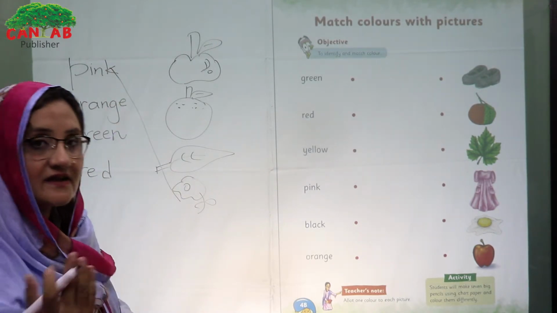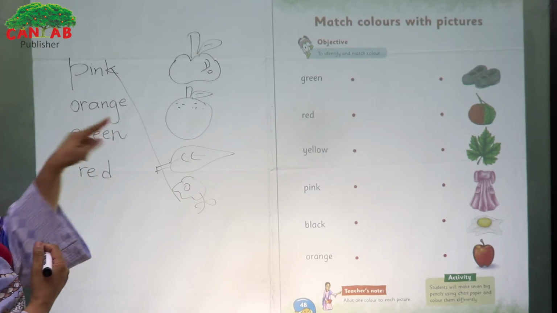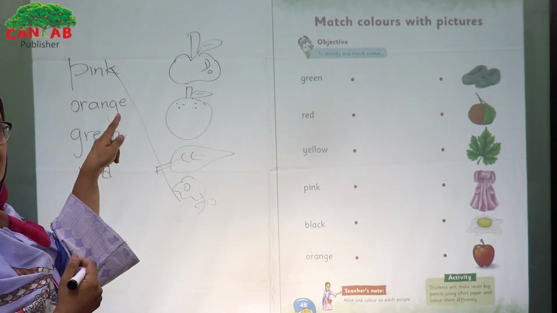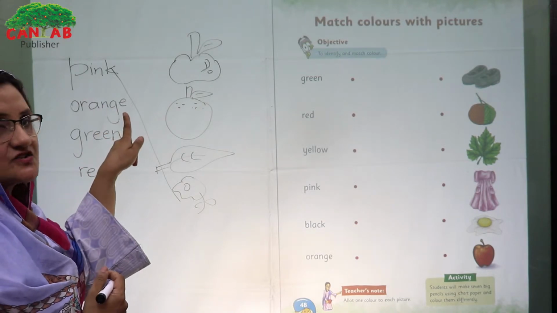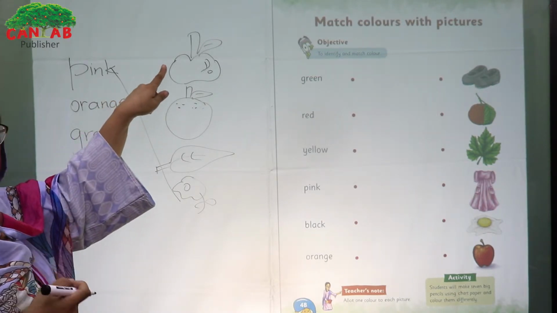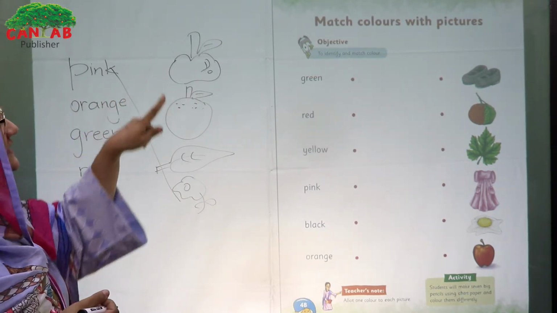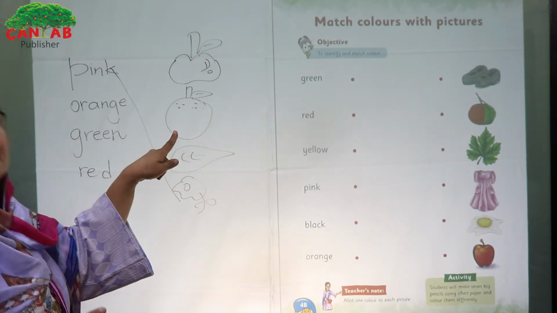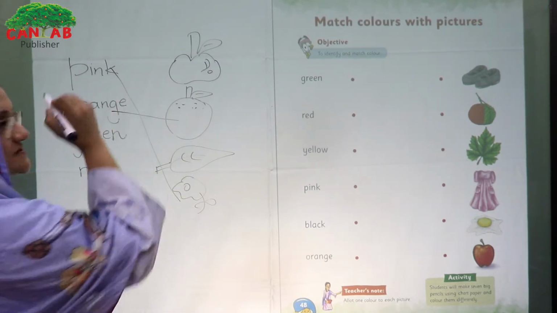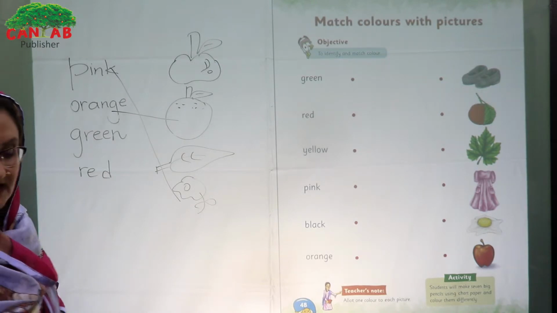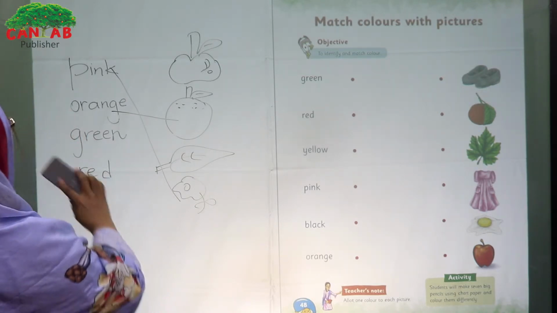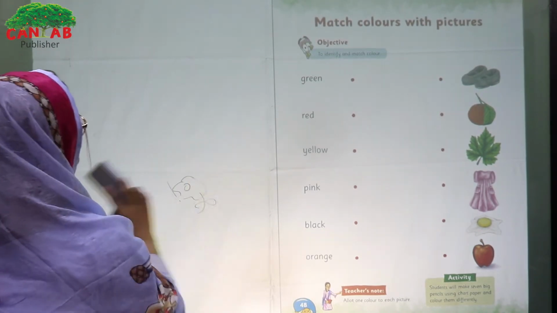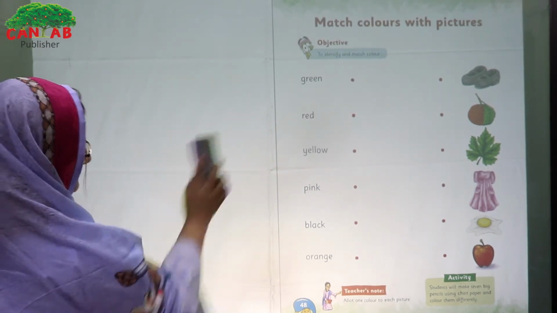Very good. Nayar, now you come here. Read this word. Orange. The name of the color is orange. Can an apple be of orange color? No. Can an orange be of orange color? Yes. Match it.